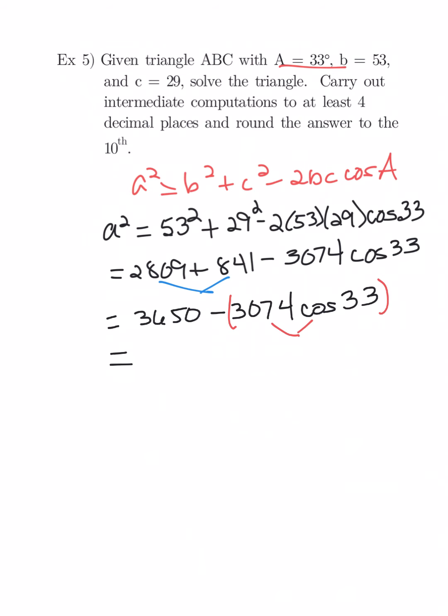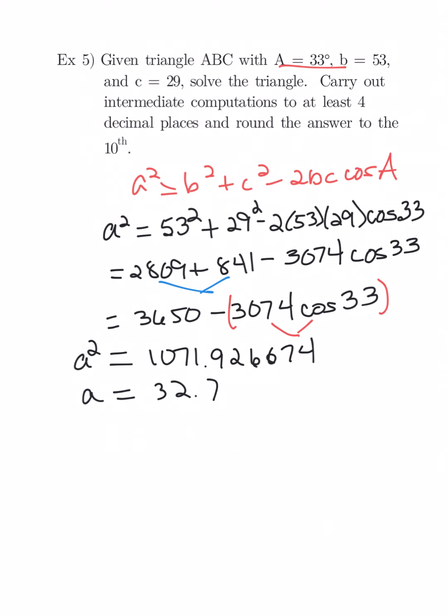If you do that, your a squared winds up being 1,071.926674. But that's a squared. We need a. So do the square root of both sides, and you get a equals 32.7 because we are supposed to round to the 10th. So now we know all three of our sides. We only know one of the angles. So we need to find angle B and angle C.